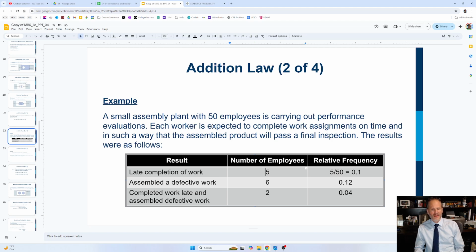And so here we have how many employees had late, defective, or both. We would say, okay, we're going to add up the probability of this to this, and that's going to be 0.22. And then we're going to subtract the intersection once, right? The intersection is where they had both. These are overlapping circles. So it's 0.22 minus 0.04. It's going to be 0.18.